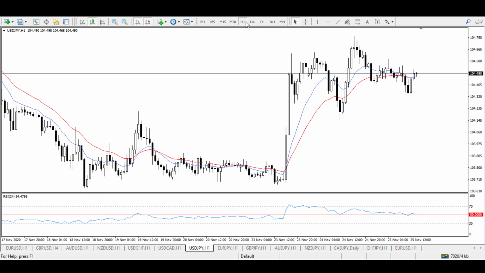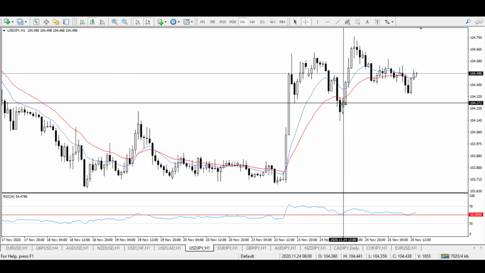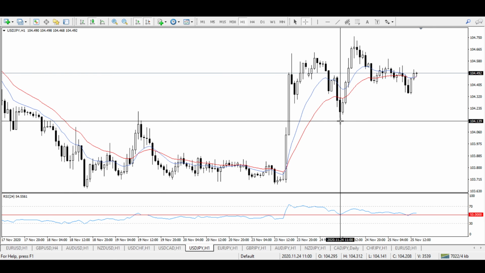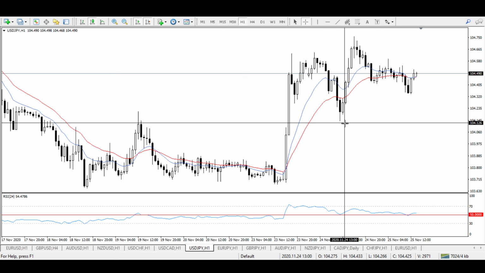Stop loss should be set below this swing low. So you can set your stop loss something around 104.10, 2-3 pips below this swing low. So that's all in short about this buy trade of USD JPY, and thank you for watching.